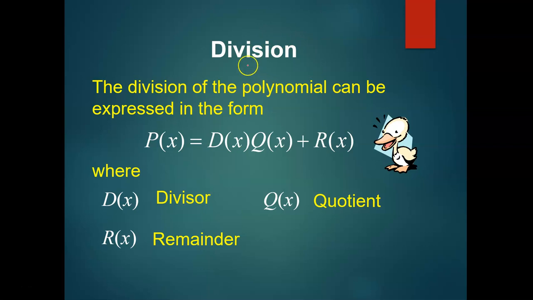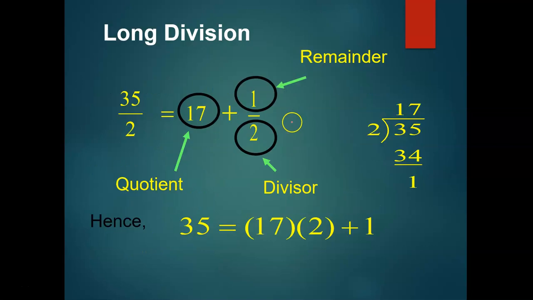Okay, next we look at division. The division of the polynomial can be expressed in the form P(x) = D(x)Q(x) + R(x). D(x) is the divisor, Q(x) is the quotient, and the remainder is R(x). For example, we will look at a real number first, 35 over 2.